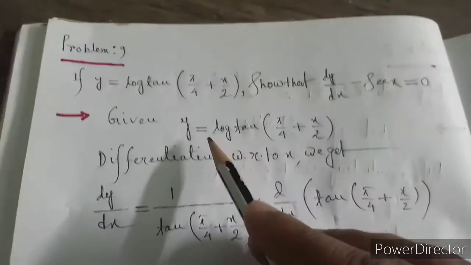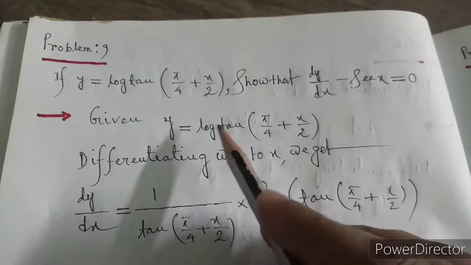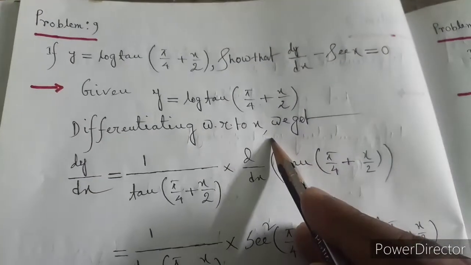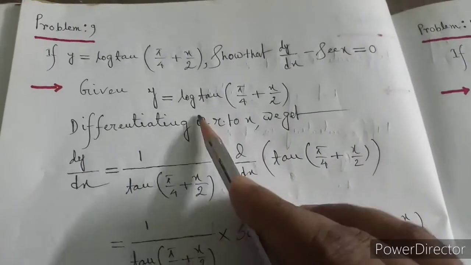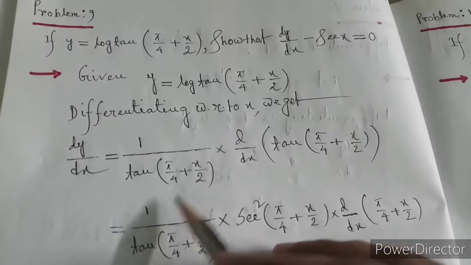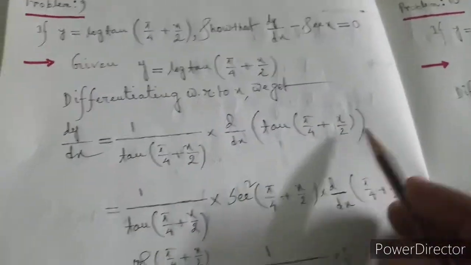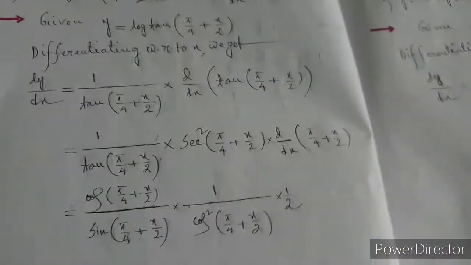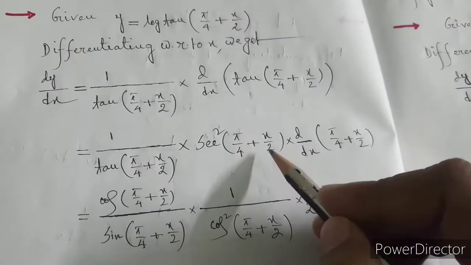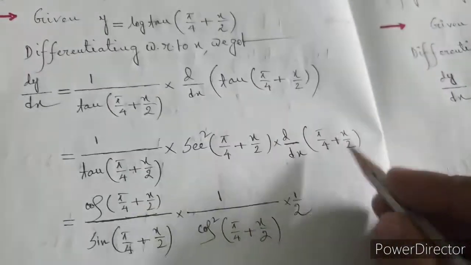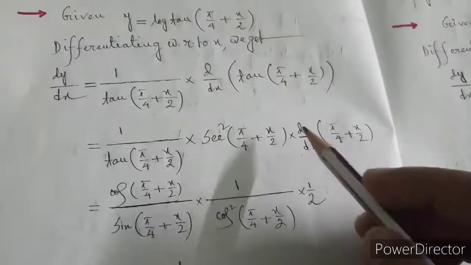How to solve it? Given y equals log tan(pi/4 + x/2), differentiating with respect to x, the derivative of log is 1 by tan of this, into, by chain rule, the derivative of tan(pi/4 + x/2). The derivative of tan is sec square (pi/4 + x/2), into, by chain rule, the derivative of pi/4 + x/2.